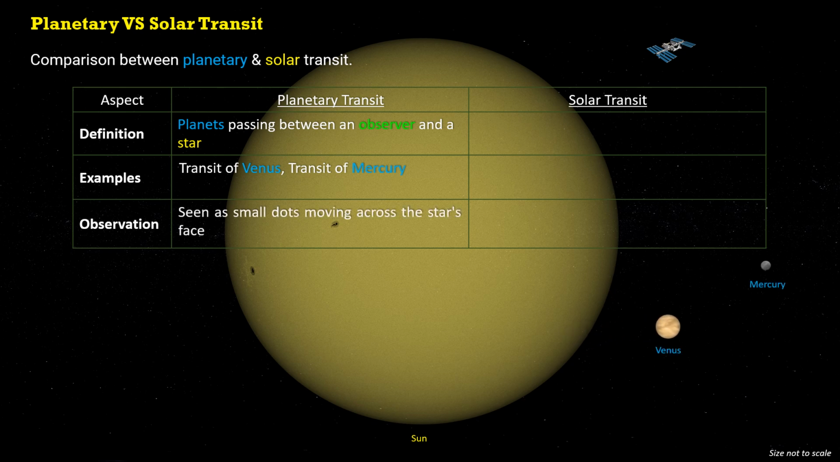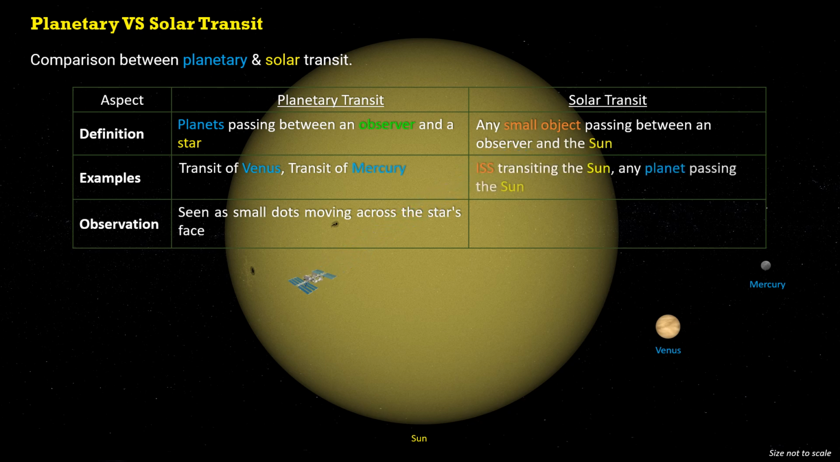Solar transit: any small object passing between an observer and the Sun. ISS transiting the Sun, any planet passing the Sun. Requires precise timing and location, and involves any smaller object.